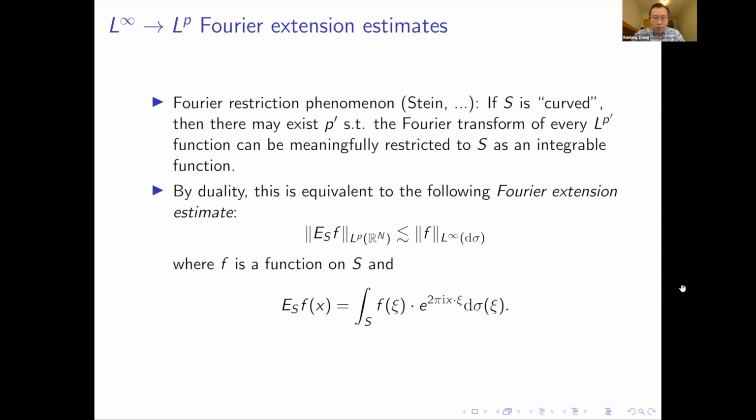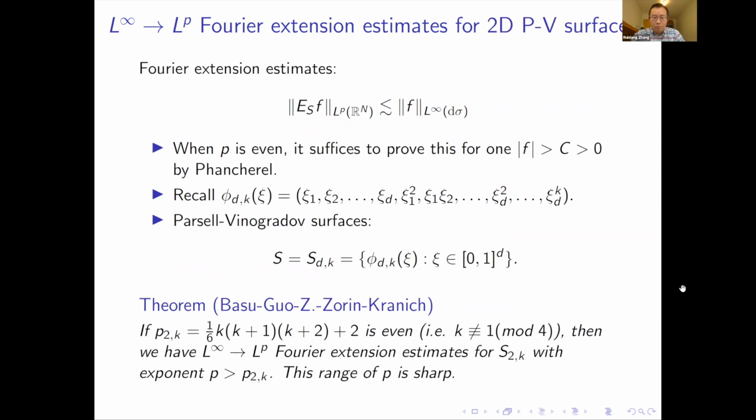So probably I wouldn't say too much about it, but a byproduct of the result is that if this critical exponent is even, which means K is not congruent to 1 modulo 4, then we have the sharp Fourier extension estimates for this kind of surfaces for arbitrary degree K that's not congruent to 1 modulo 4. That's L infinity to LP, which I also feel quite interested about.